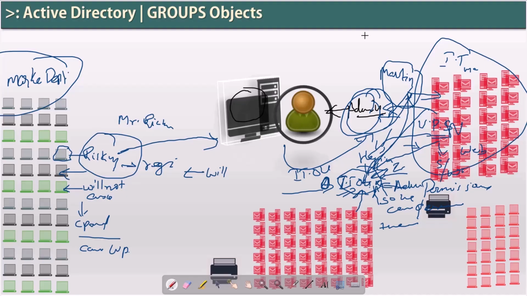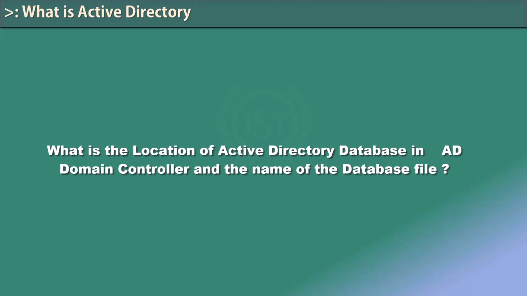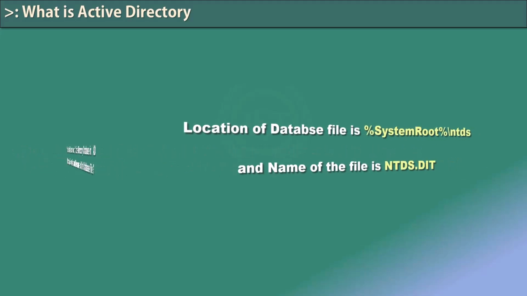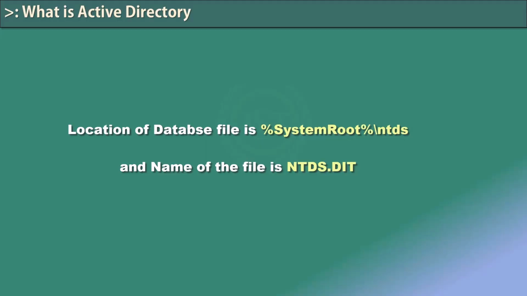So an OU is an organizational unit, which is again the smallest group or smallest entity in ADDS that is used for administrative purposes only. For a long time we have been talking about the Active Directory database in a domain controller, but have you bothered to find where the file is located in the domain controller and what the name of that database file is? Please stop this video, and if you can search in Google, do some research, or else please continue. So the file is located in the system root NTDS folder, and the name of the file is ntds.dit.